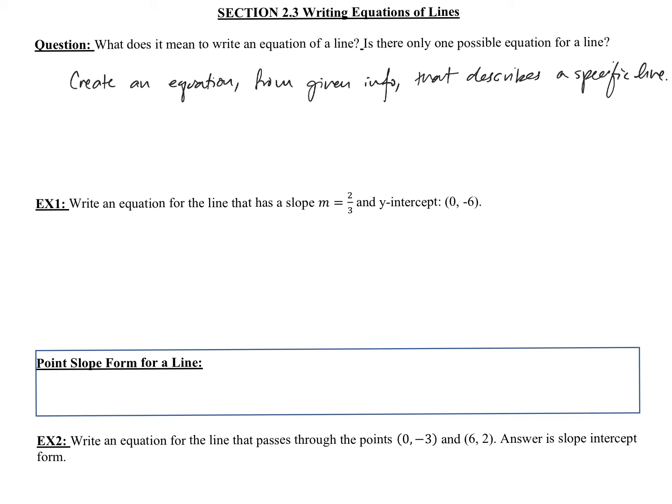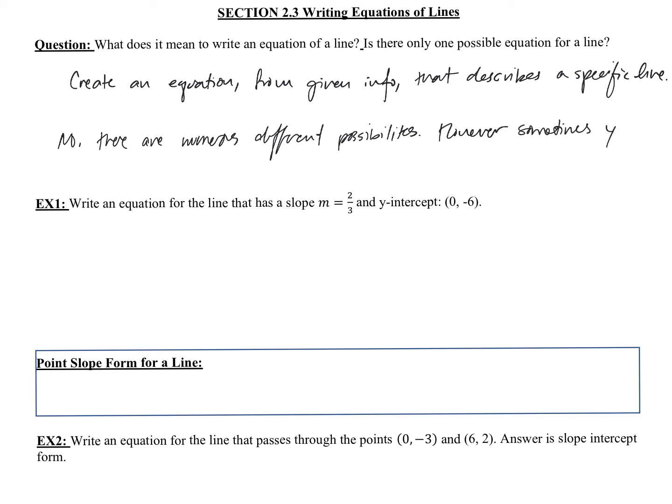Now, is there only one possible equation for a line? And the answer is no. There are numerous different possibilities. However, sometimes you need to answer in a specific form.